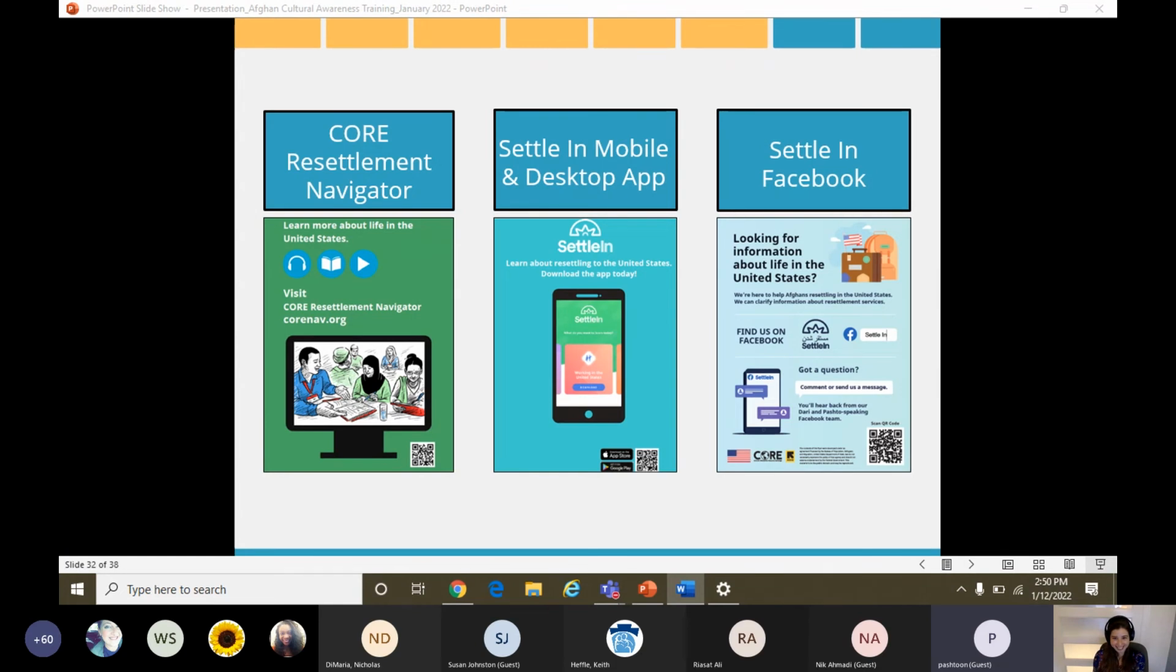Again, you don't need to memorize that list. I'm going to show you where it's available, and it's available on the flyer for these as well. Before Operation Allies Welcome, CORE's resources were not available in Pashto. Neither the CORE Resettlement Navigator nor the Settle In mobile and desktop app are currently available in Pashto. CORE is in the process of translating the CORE Resettlement Navigator into Pashto.